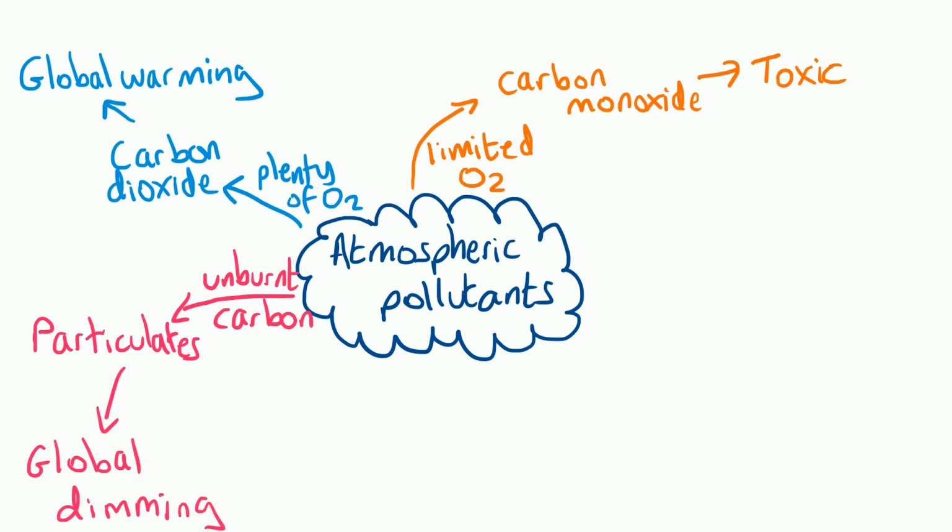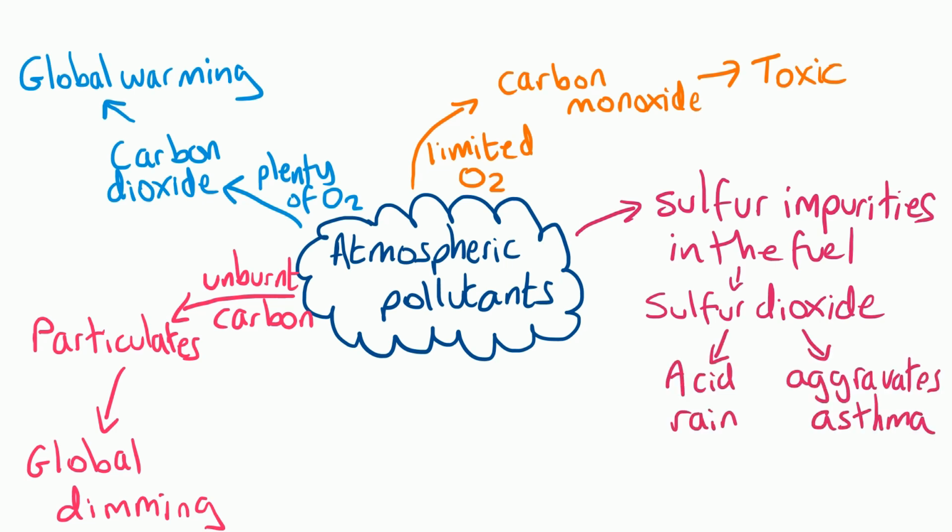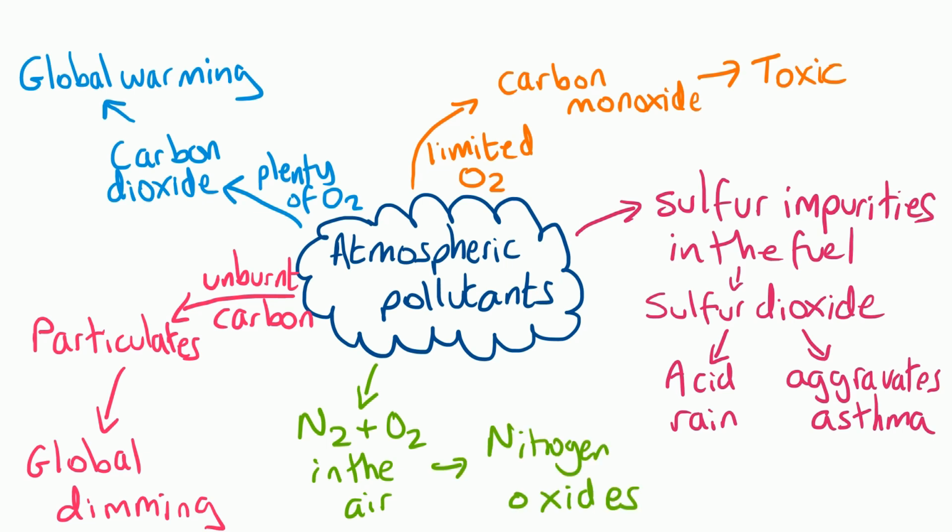If there's any sulfur impurities in the fuel, then that will combine with oxygen when it burns to form sulfur dioxide, and that causes acid rain, and it also aggravates asthma for anyone who's asthmatic. And with the high temperatures of a burning fuel, the nitrogen and oxygen that's in the air already combines to make nitrogen oxide, and that also causes acid rain and aggravates asthma.